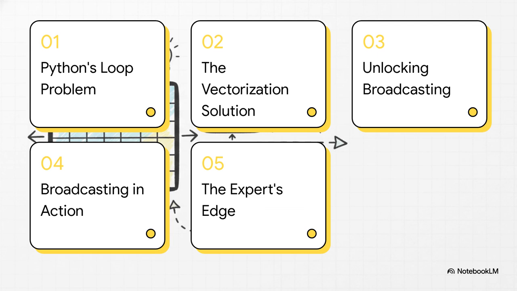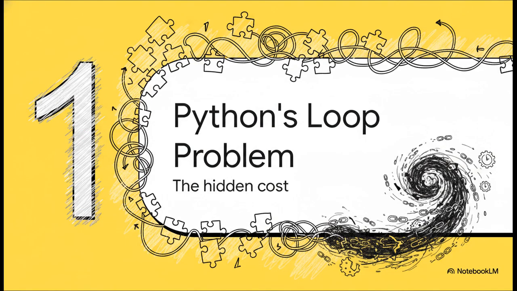So here's our game plan for this explainer. First, we're going to diagnose the core issue with Python's loops. Then we'll introduce the solution, which is vectorization and its even more powerful cousin, broadcasting. We'll see them in action with a really practical, real-world example, and then we'll finish up with some expert-level tips for managing memory and truly mastering your code's performance. So let's start at the beginning and really understand the root of the problem.